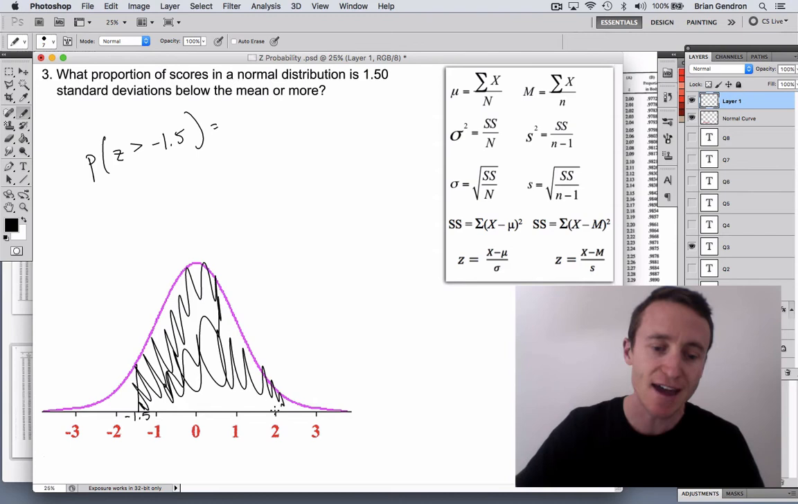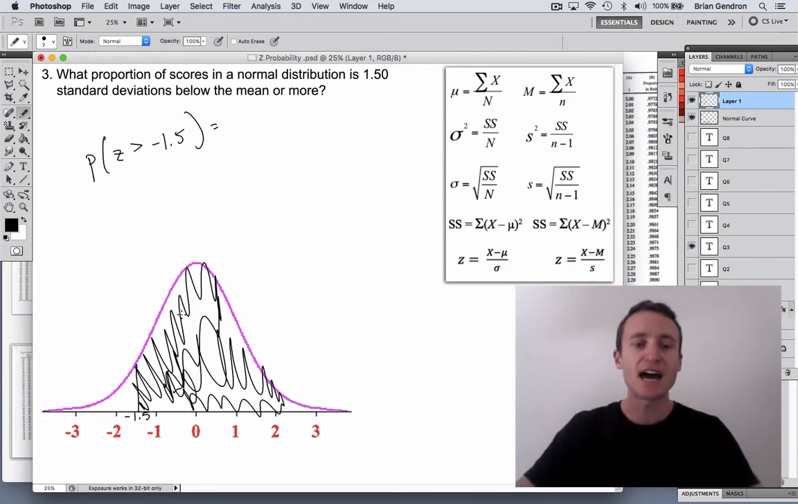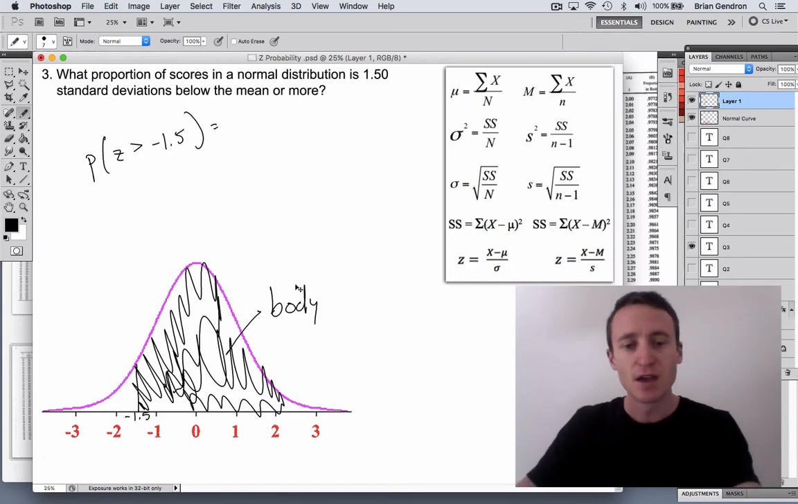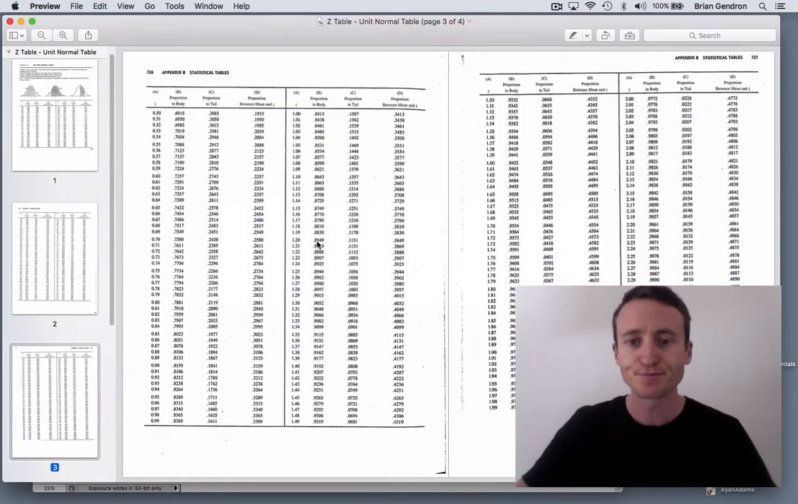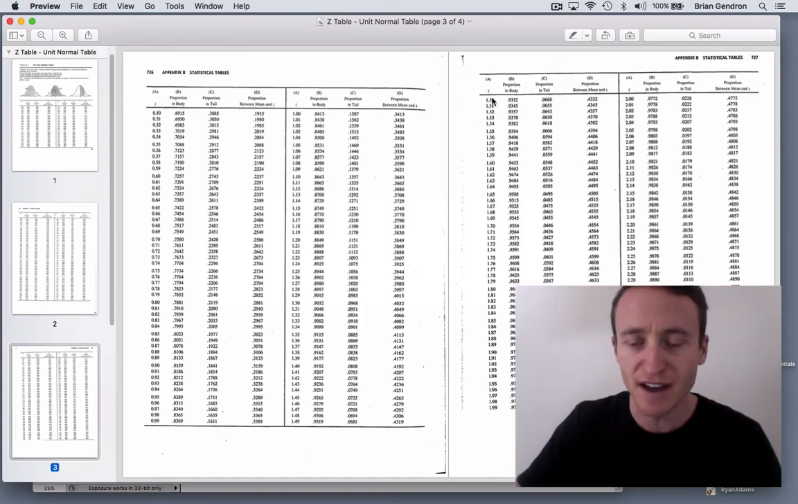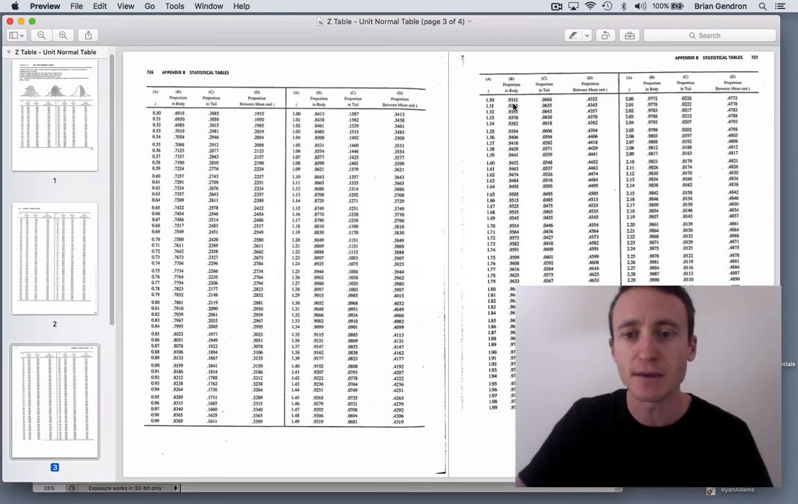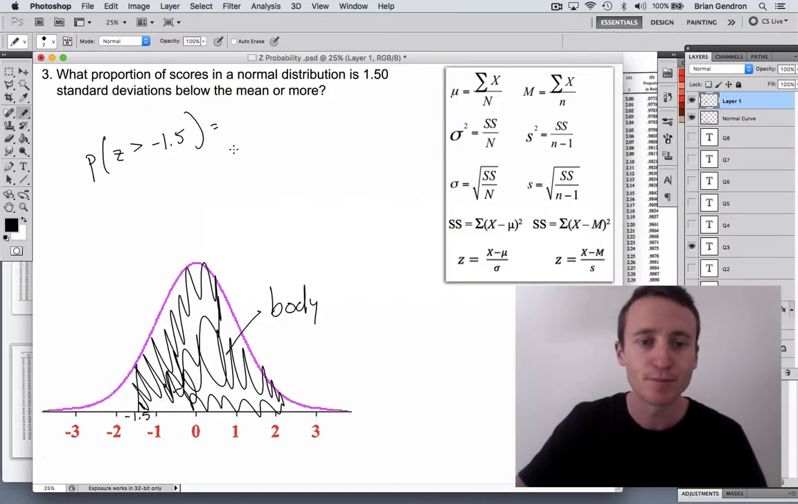So I'm shading in everything to the right, this entire section, as opposed to the last question, which was less than negative 1.5. So now this is the body, because it has one of the tails, but also over 50% of the entire curve. So we identify that as the body. So I go to my unit normal table. I find a z-value of 1.5, even though it's negative 1.5 that I'm interested in, and I go to the body column, column B, 0.9332.